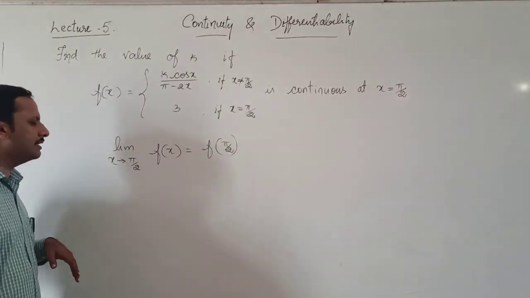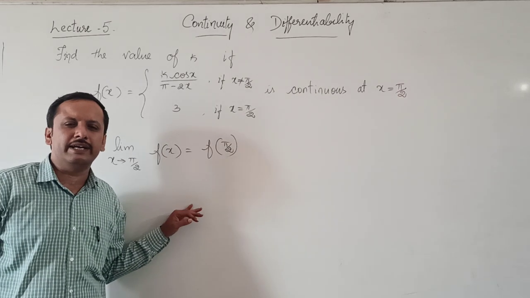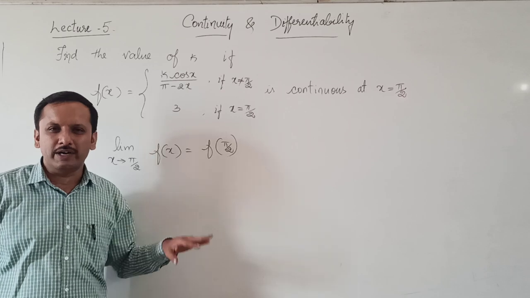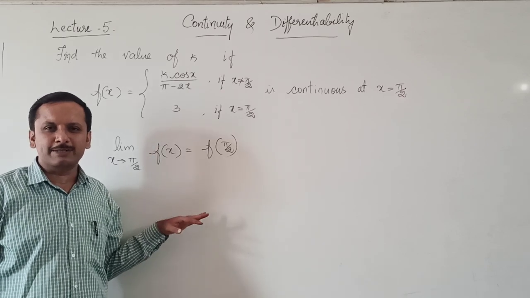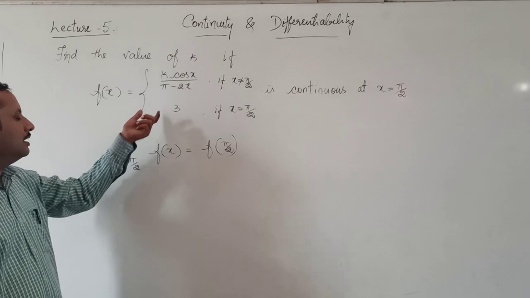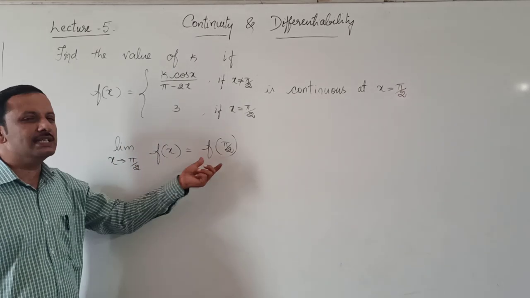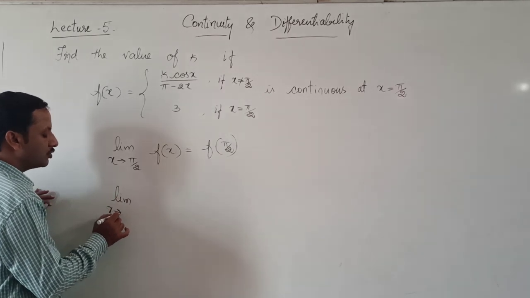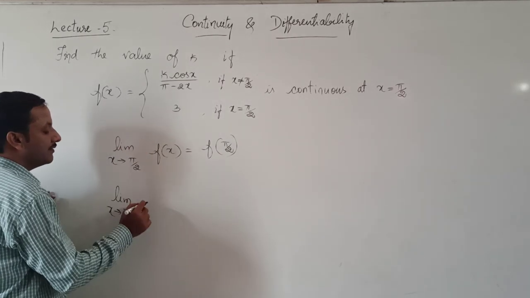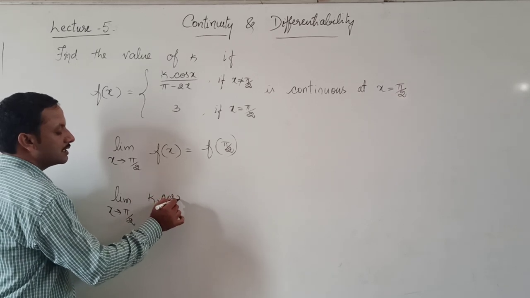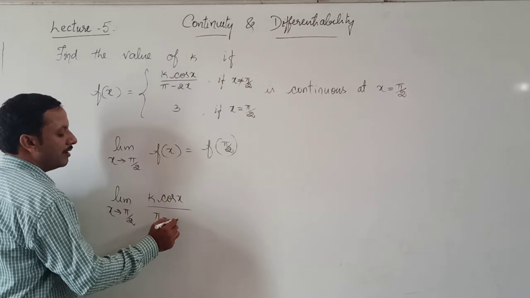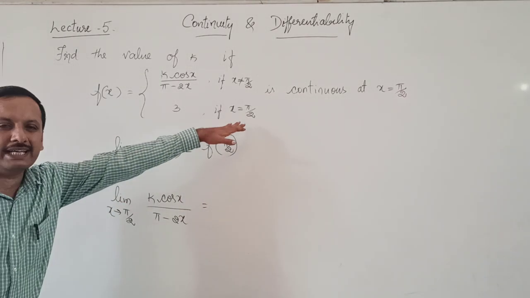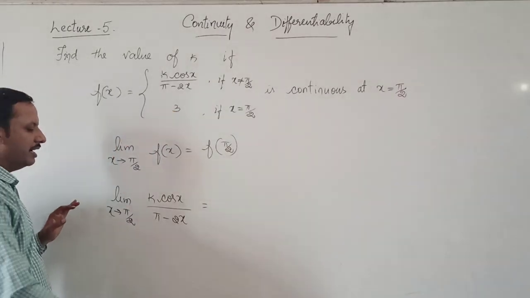See here, there is no need to go for left hand limit and right hand limit separately. You already know the reason behind it; I don't think I need to explain that again and again. So limit x tends to pi by 2 f of x is equal to f of pi by 2. What is f of x? K cos x divided by pi minus 2x. That's equal to f of pi by 2. At x equal to pi by 2, the function is defined as 3.